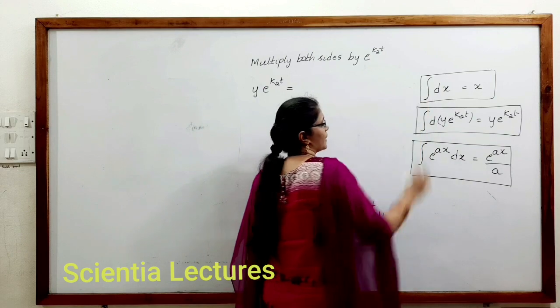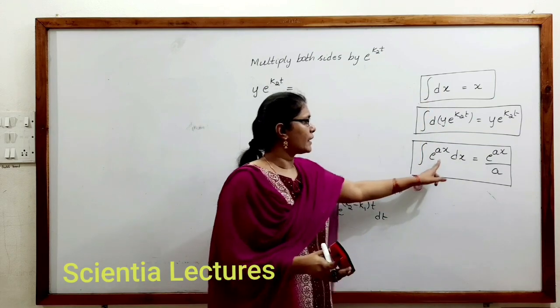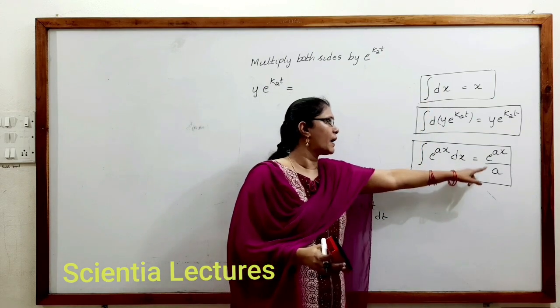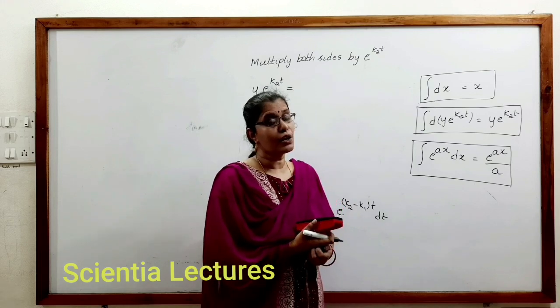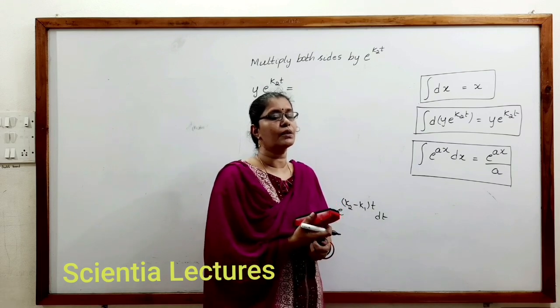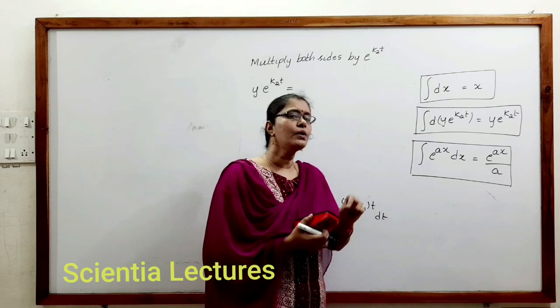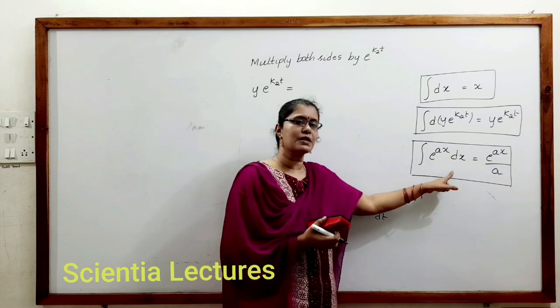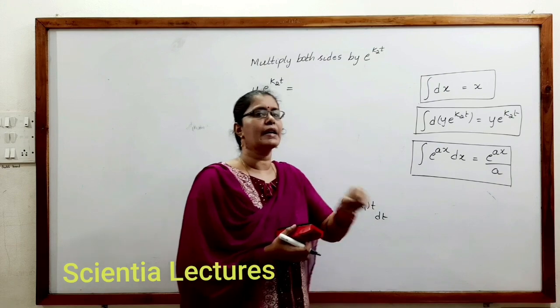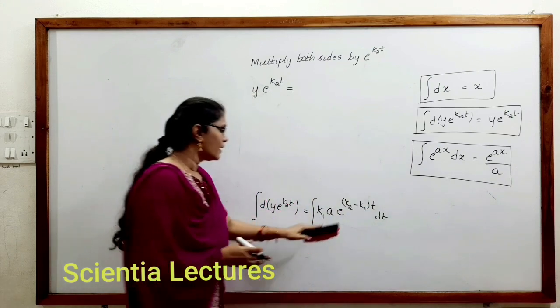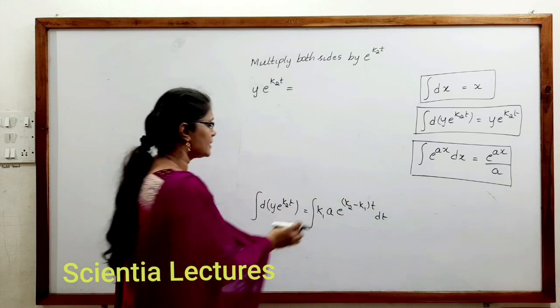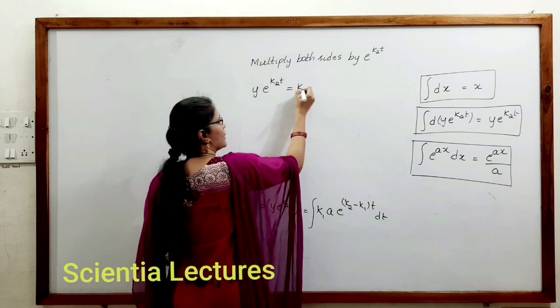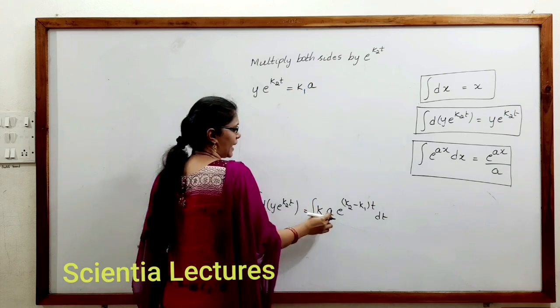So you can observe here that the integral of e^(ax) dx must be equal to e^(ax)/a. The differential of e^(ax) must be equal to a times e^(ax), whereas the integral of e^(ax) dx must be equal to e^(ax)/a. So when you integrate this, this is a constant, k1 a, which we will write as it is.